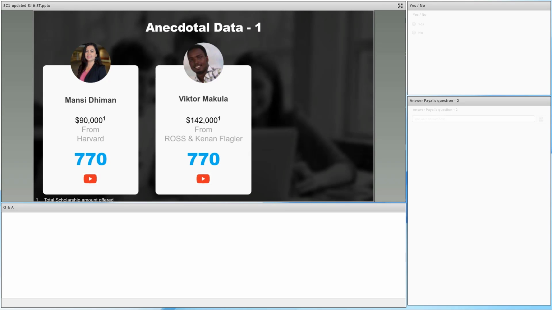Now we looked at some statistics. Again, let's look at some anecdotal data over here. Now, Mansi, an ex-GMATer, scored a 770, and she applied to all top B-schools. She applied to Harvard, Wharton, Kellogg, Stanford, and then she chose to go to Harvard, where she got a scholarship of $90,000. Victor over here had a GMAT score of 770, and he received full scholarships from Ross and Kenan-Flagler.